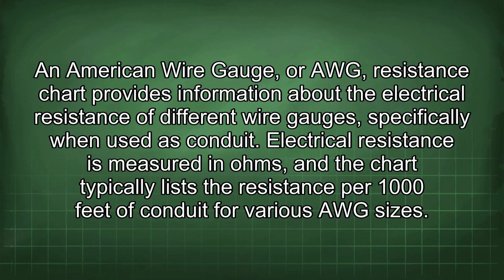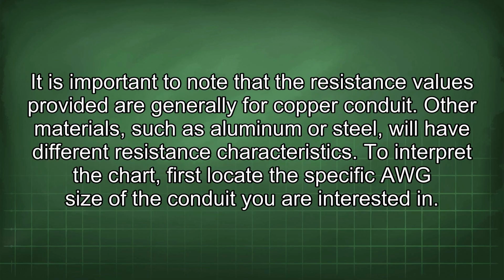An American wire gauge, or AWG, resistance chart provides information about the electrical resistance of different wire gauges, specifically when used as conduit. Electrical resistance is measured in ohms, and the chart typically lists the resistance per 1,000 feet of conduit for various AWG sizes. It is important to note that the resistance values provided are generally for copper conduit. Other materials, such as aluminum or steel, will have different resistance characteristics.